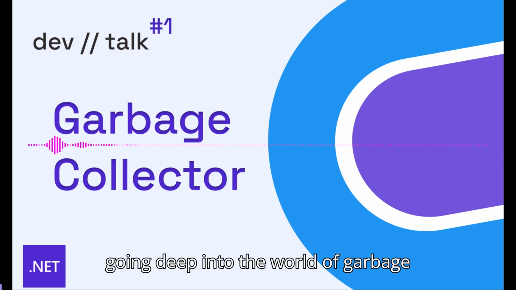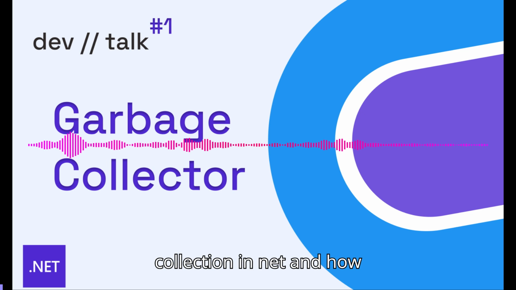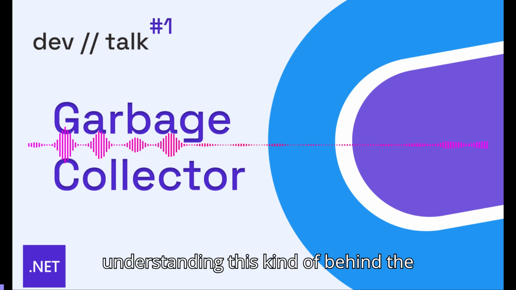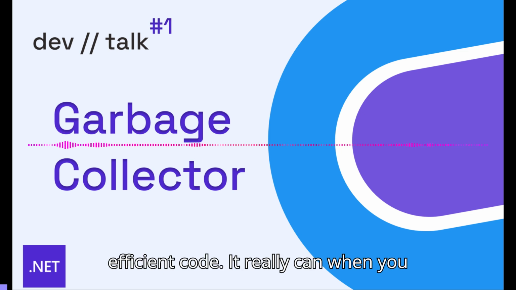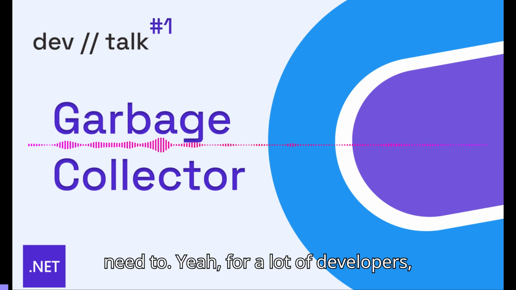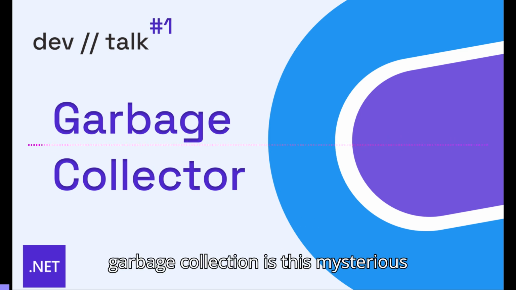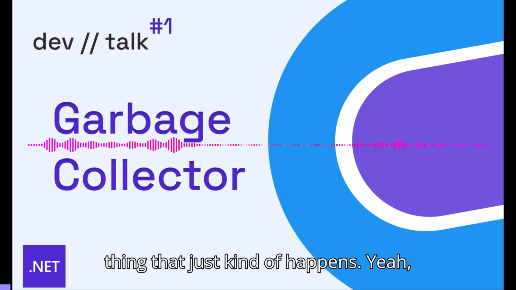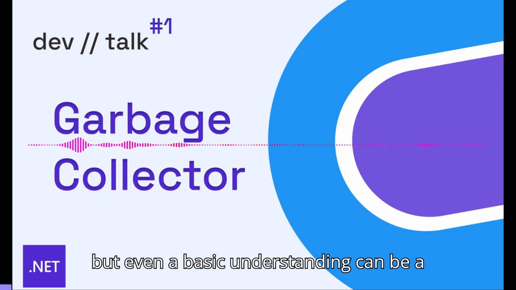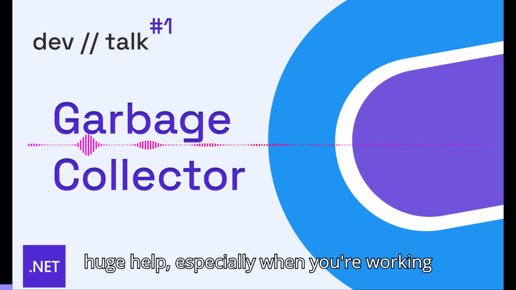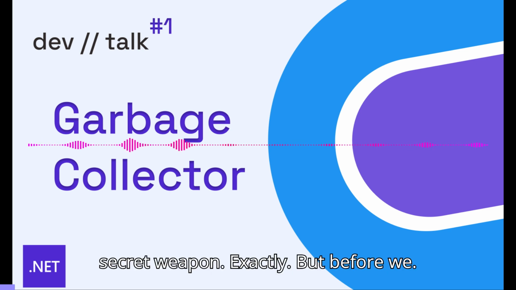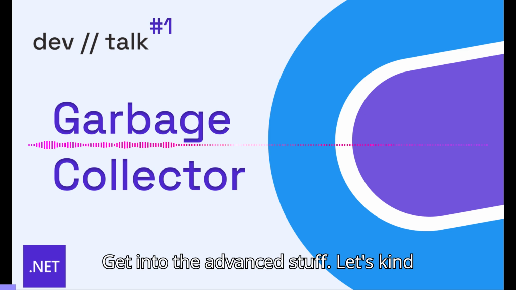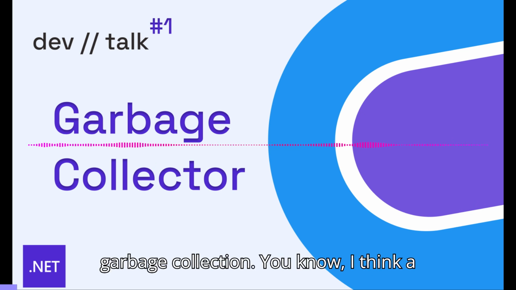Today we're going deep into the world of garbage collection in .NET and how understanding this kind of behind-the-scenes process can help you write really efficient code. It really can, when you need to. For a lot of developers, garbage collection is this mysterious thing that just kind of happens. But even a basic understanding can be a huge help, especially when you're working on something that really needs to be performant. It's like having a secret weapon. Exactly. But before we get into the advanced stuff, let's break down this whole concept of garbage collection.